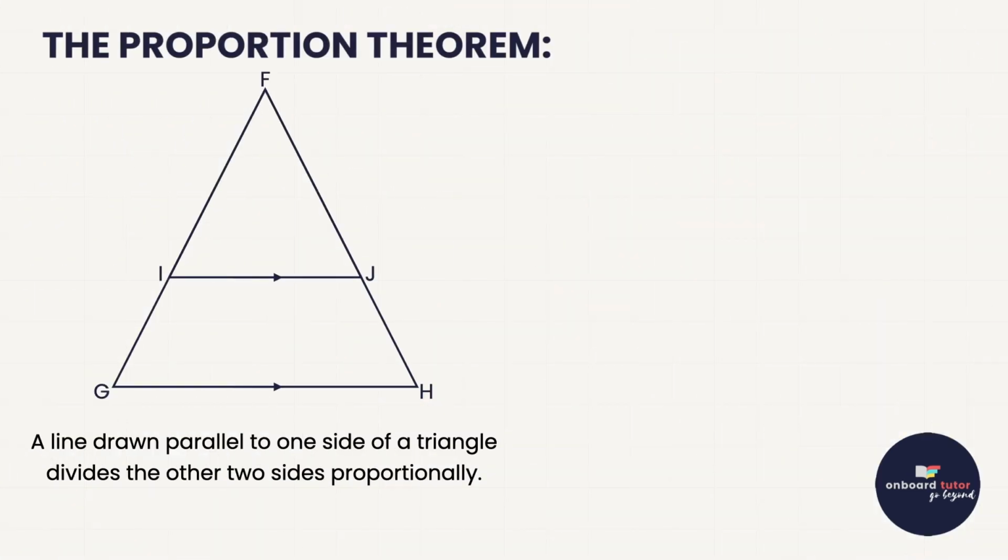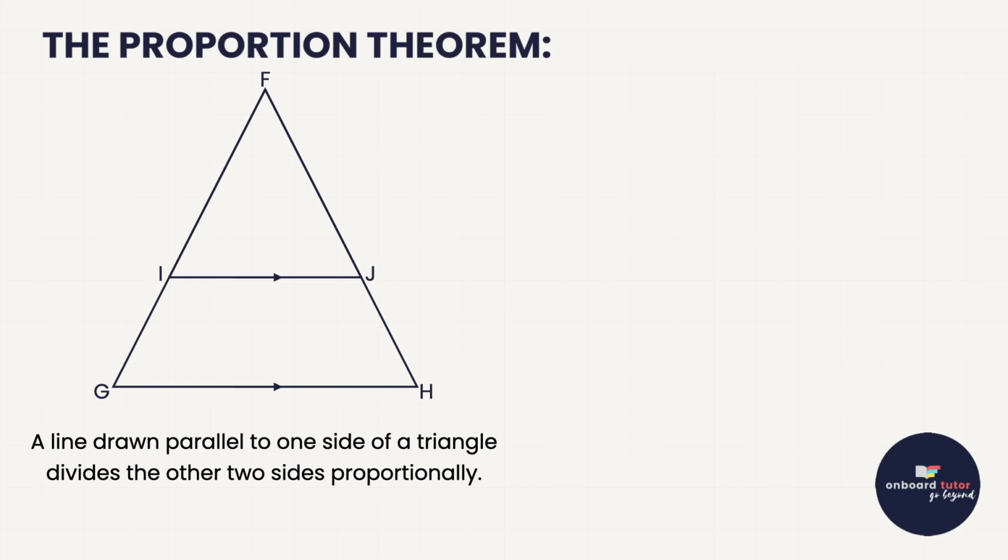This video is going to focus on the theorems that we learn in grade 12. And the first one we're going to look at is called the proportion theorem. And this is how the proportion theorem is described. A line drawn parallel to one side of a triangle divides the other two sides proportionally.